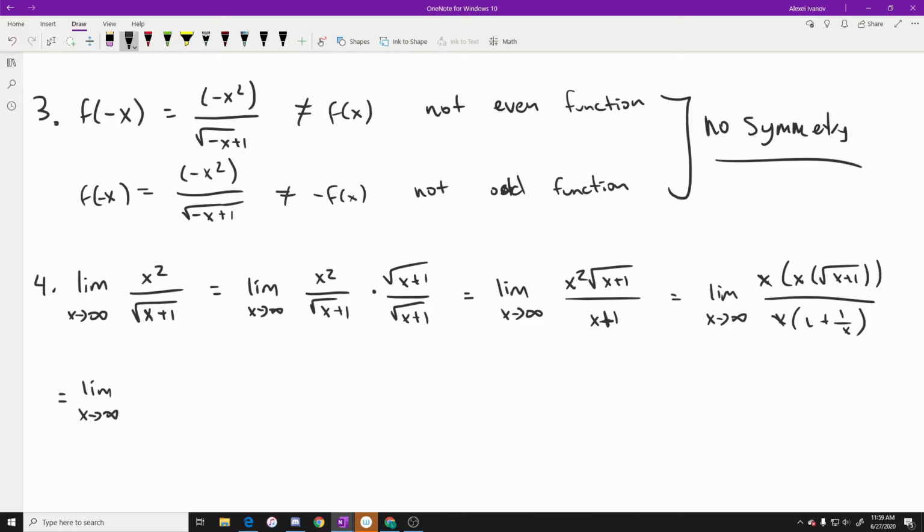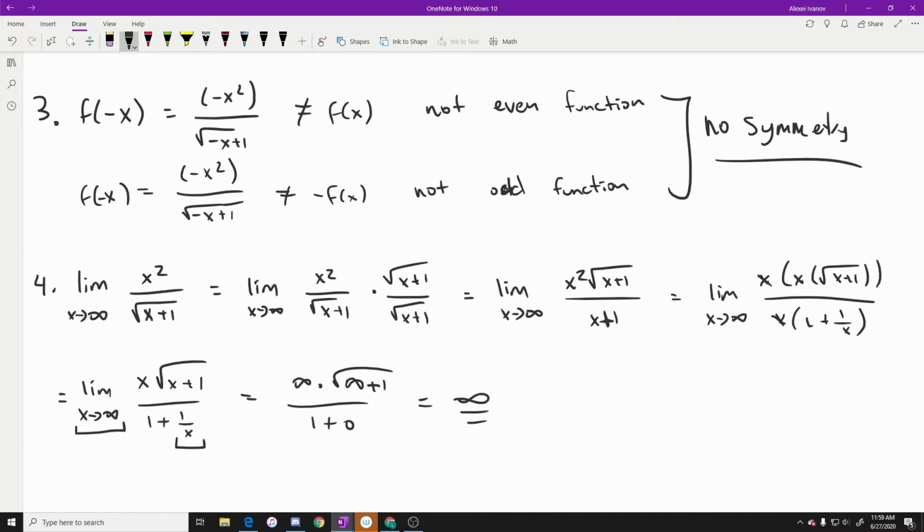limit as x approaches infinity of x times the square root of x plus 1 over 1 plus 1 over x. And now we can plug in x is equal to infinity, and we're going to get something like this: infinity times the square root of infinity plus 1 over 1 plus 0, because this is going to evaluate to 0. So this limit is equal to infinity.